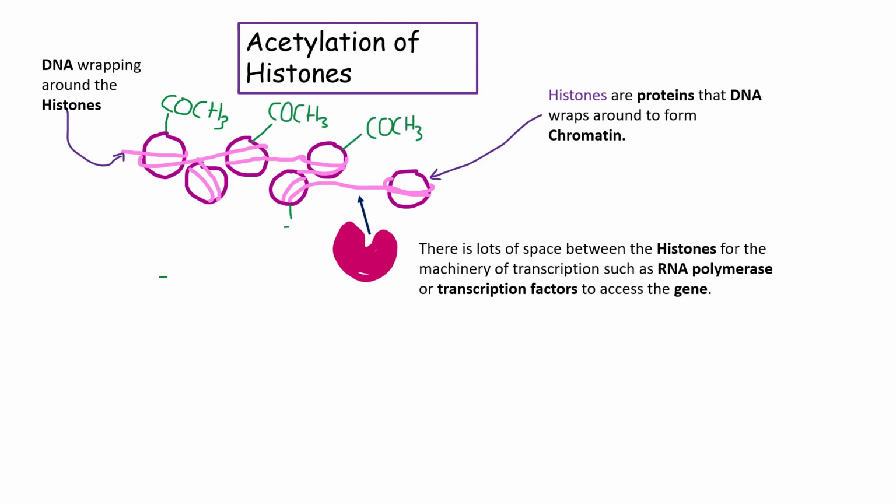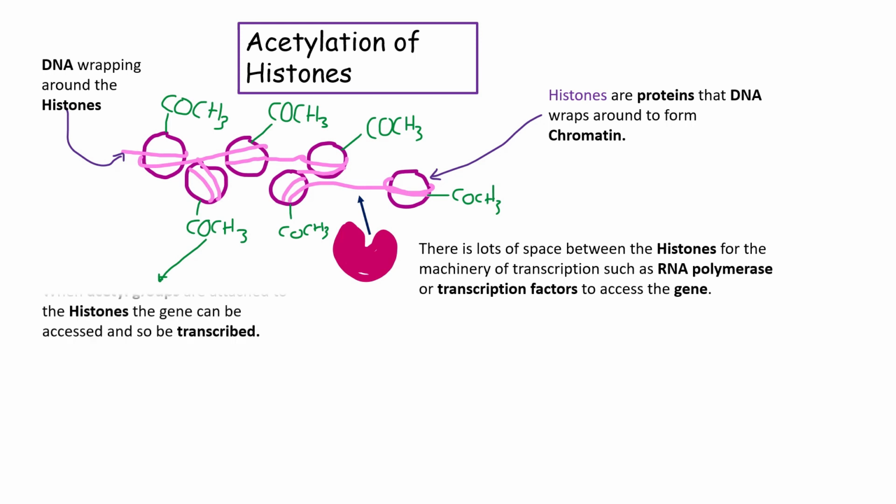Now, these green chemical groups are called acetyl groups, COCH3. And these groups actually change chromatin. They're the things that are allowing these big spaces and allowing it to be transcribed. Now, you don't actually need to know the mechanism by which these green acetyl groups are causing the histones to open up and allowing transcription.